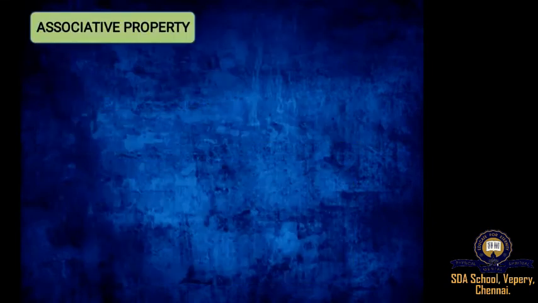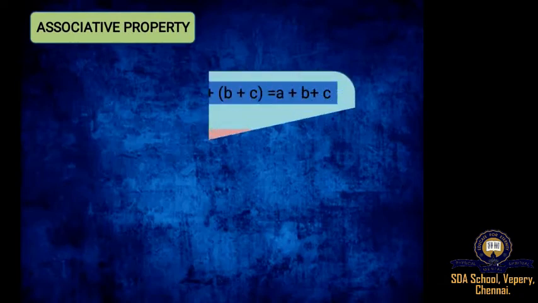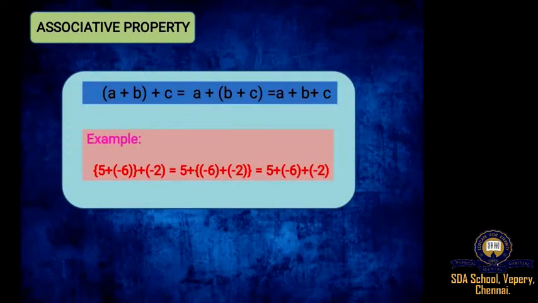Next is associative property. So we can add any three integers in any order. You can add the first two integers and then add the resultant with the third integer, or you can add the second and third integers and then add it with the first integer. You will get the same result.